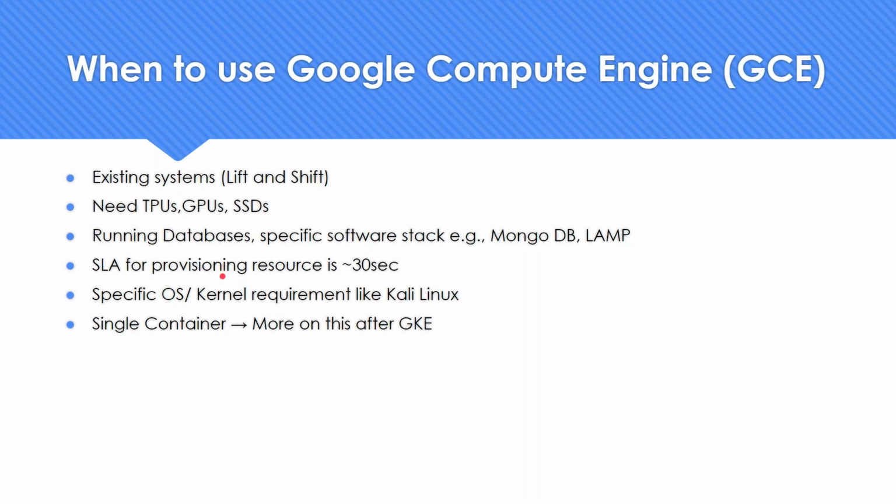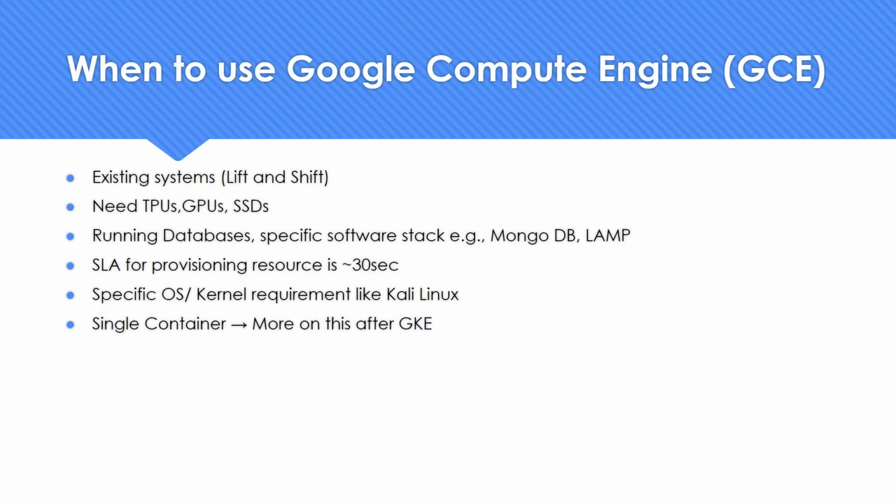If your SLA, service level agreement for provisioning a resource, is less than 30 seconds, a virtual machine is a good choice. Later we will see this SLA may drop to a few milliseconds. At that time, we have different products in GCP called App Engine, Cloud Run, and so on. We will look into that. But at this high level, I would say a virtual machine is a good choice.